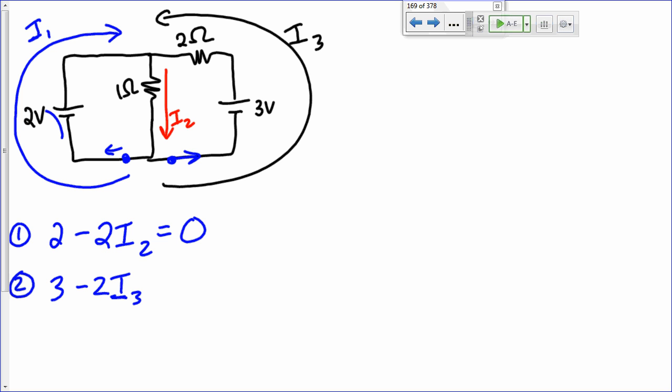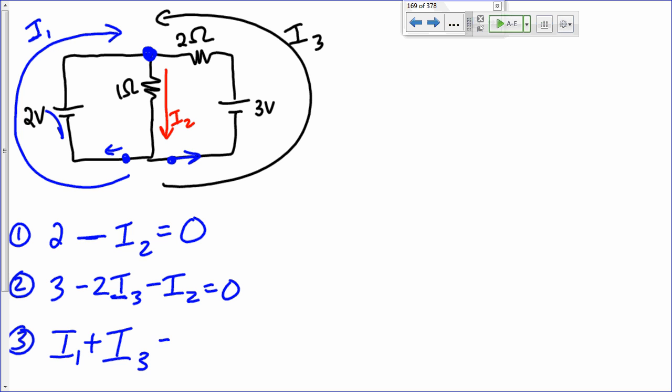Oh, I made a mistake there, didn't I? It should be minus I2 equals 0. Let me fix this up here. This should just be minus I2. Did y'all catch that? Yeah. Anyway. All right, so 2 minus 1 I2 up there. That's for that left loop. Sorry for that. And then the third equation, you just use the junction rule. So pick any junction. I'll take the top one. Incomings are I1 and I3. I1 plus I3 equals I2.